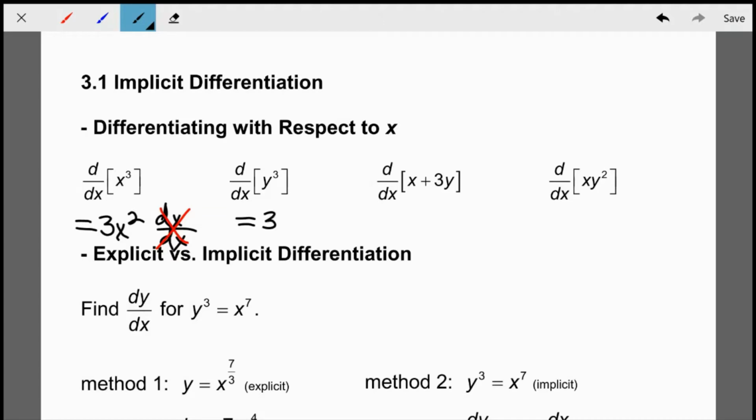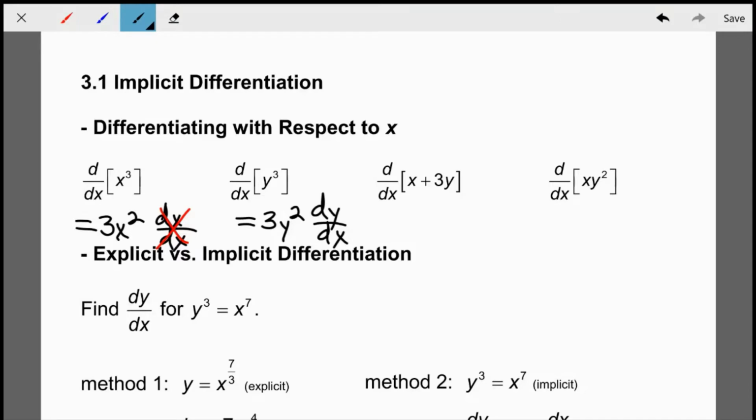if I take the derivative here from the outside in, my power rule gives me 3y squared, and then the derivative of the inside is dy/dx. So what I have is 3y squared times dy/dx, and that's my derivative.